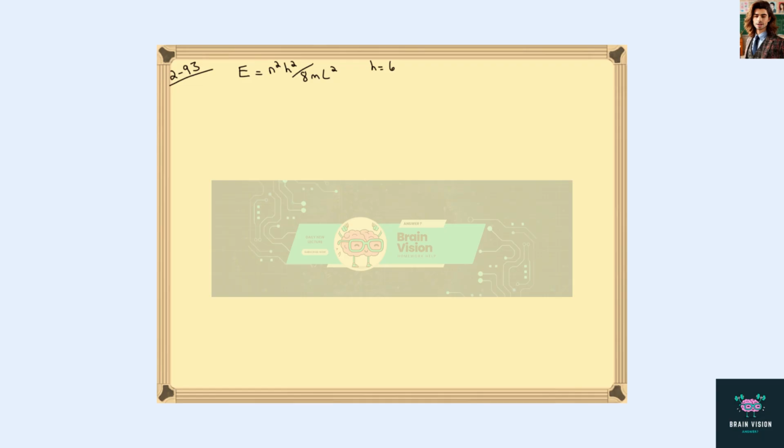The length was given to us as 155 picometers. Pico means 1 times 10 to the negative 12. h is Planck's constant at 6.626 times 10 to the negative 34. The mass of an electron we can look up, it's 9.109 times 10 to the negative 31. And then, as I mentioned, the length of the box is 155 pico, meaning 10 to the negative 12 meters.